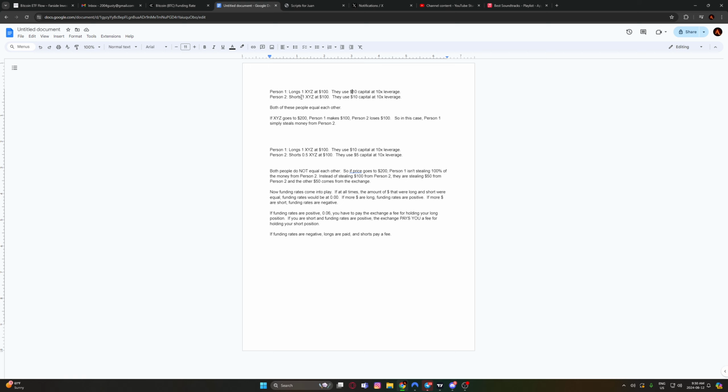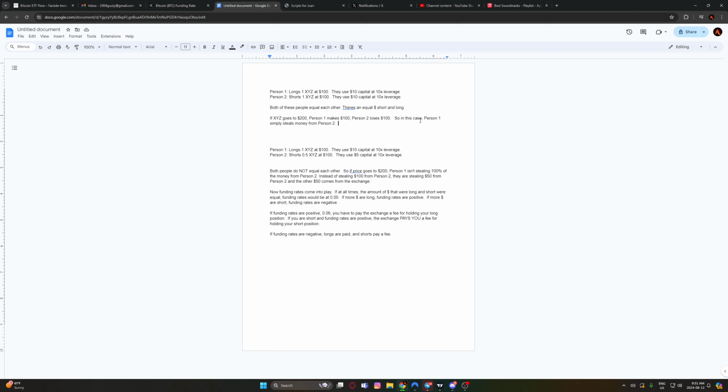Person two does the same thing, but they're shorting. Same exact example. Both of these people equal each other. There's an equal amount of money, short and long. Okay, so in this case, if XYZ goes to 200, person one makes $100 and person two loses $100. So in this case, person one simply steals money from person two, right? That's how person one makes money.